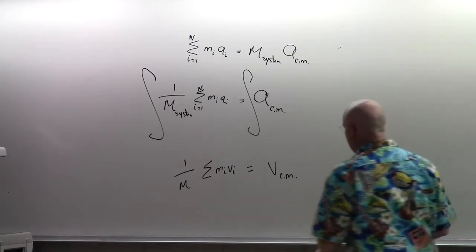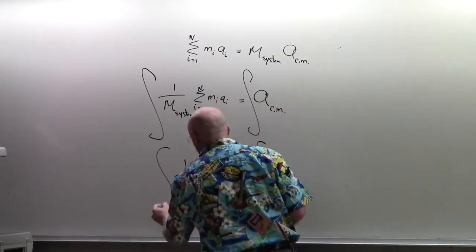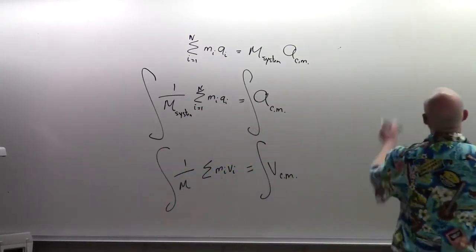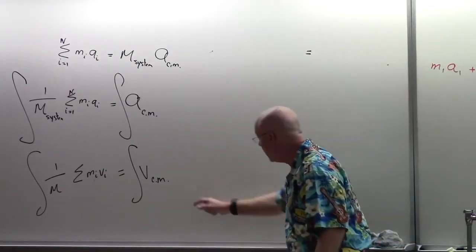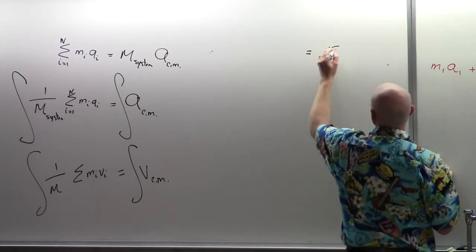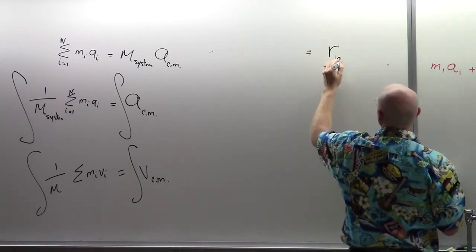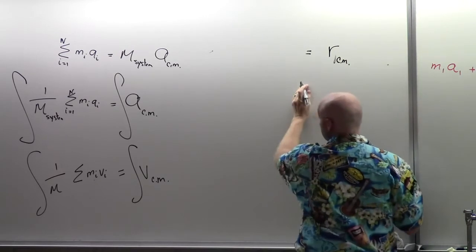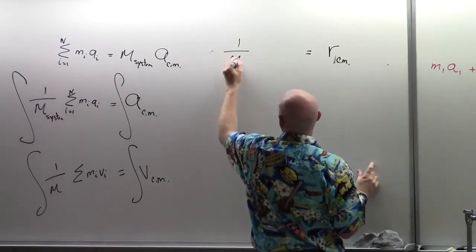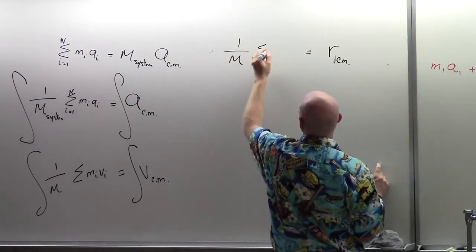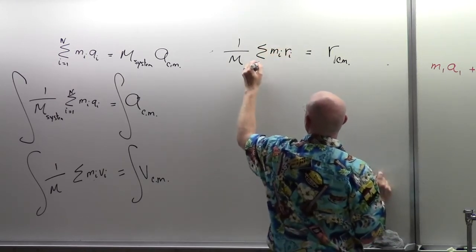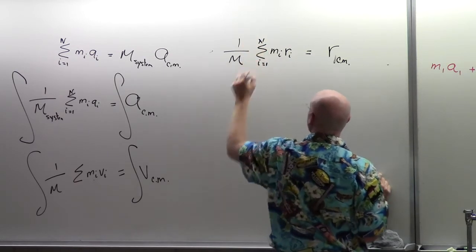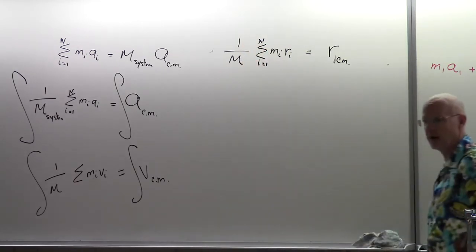And if I integrated it a second time, what would I get? And that's the one I really want. This would be the position of the center of mass, and it would be 1 over the total mass times the sum of m_i r_i, and I would add for the number of objects that are in my system.